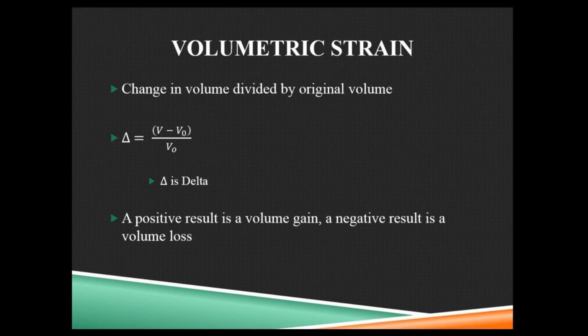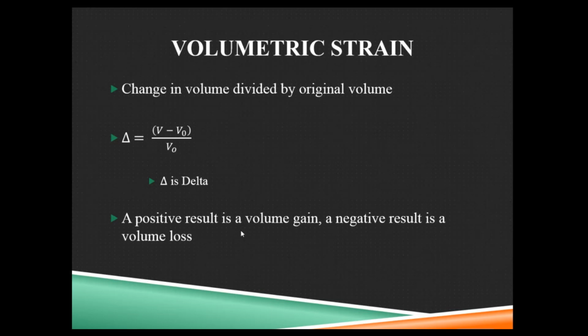Because if you look here, we have volume, what it is now, minus volume initial, which would be delta V. That's the change in volume. So this isn't the same thing. Delta is calculated just like the E was calculated for elongation. Volumetric strain delta is volume final minus volume initial divided by volume initial.